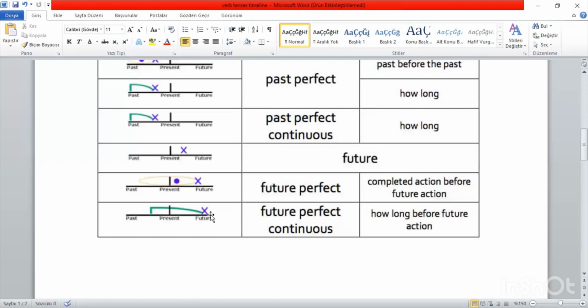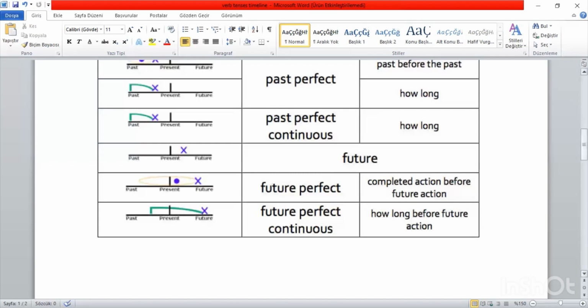We have a cross here. Your action might start anytime here. You can see the green line. Your action might start anytime here, but your action will be going on in the future, at a specific time in the future. And how long will it be going on? Okay, how long will it be going on? This is the most important thing in the future perfect continuous tense.